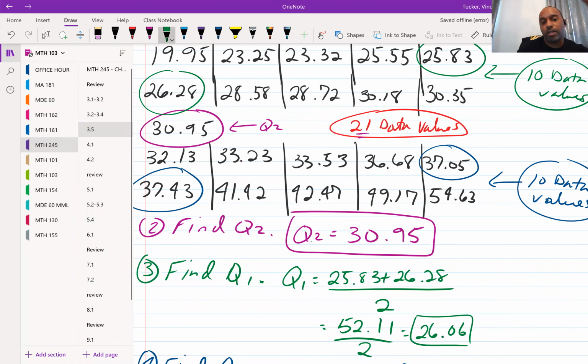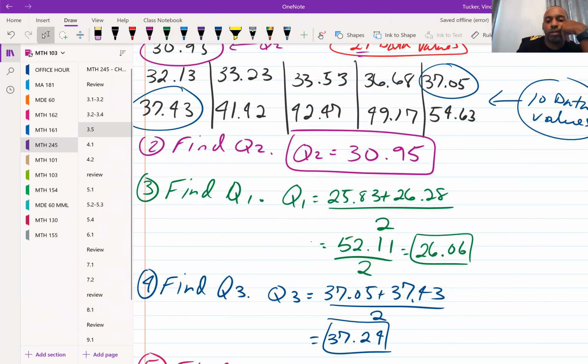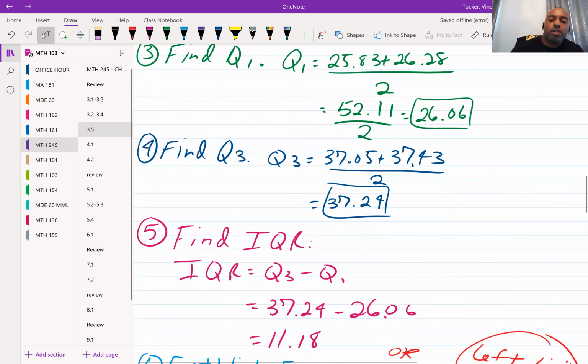And then we have 10 data values in our second half of data, and we'll do the same. 37.05 plus 37.43 divided by 2 gives us 37.24. So any problems or questions with our quartiles? All right. Find the IQR. Q3 minus Q1 gives us 11.18. 37.24 minus 26.06 is 11.18.